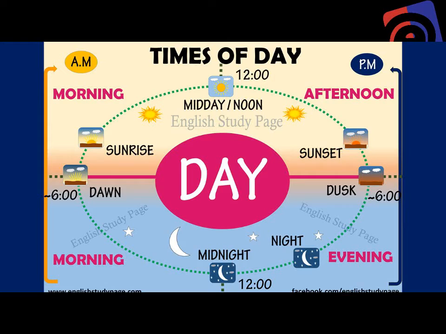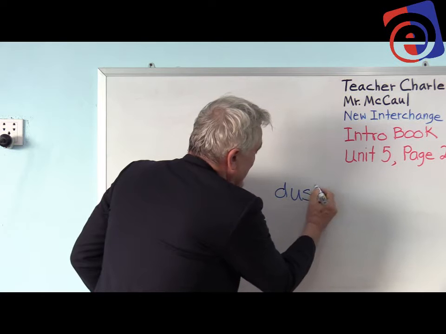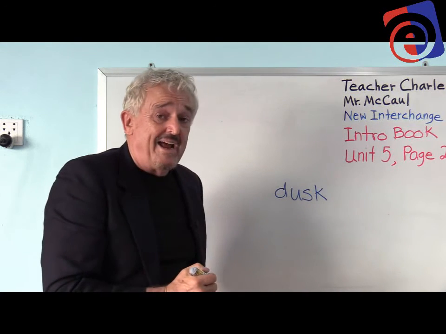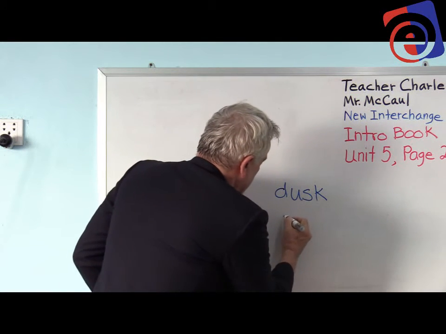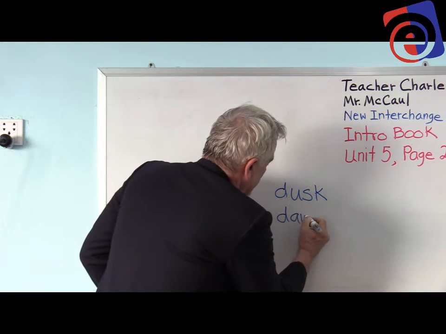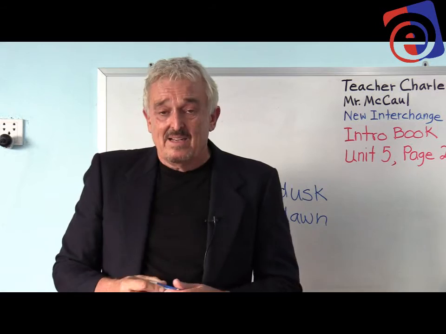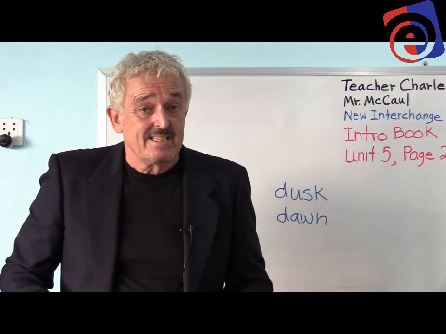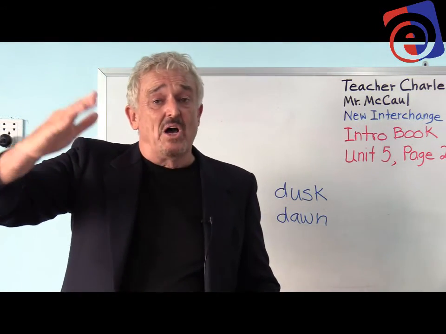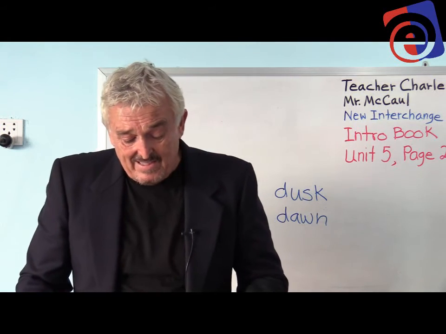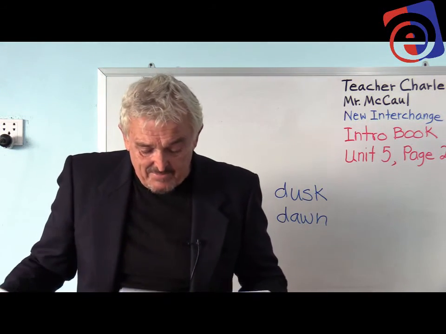And when the sun starts to come up, you see it says dawn. D-A-W-N. And so dusk is when the sun goes down. Dawn is when the sun comes up. And so dusk, sun goes down. Dawn, the sun comes up. Okay, and so that's how we use the times of day.